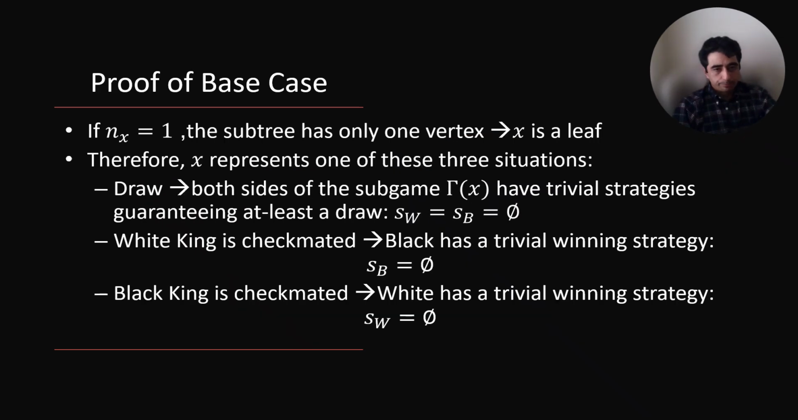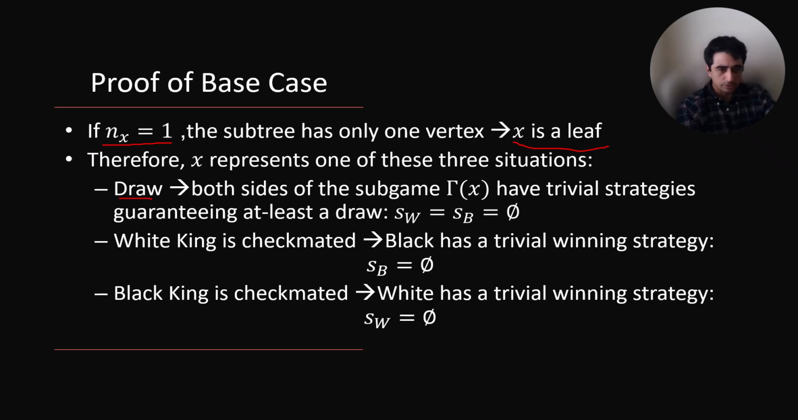I'm going to start with the proof of the base case, which is kind of trivial, but let's look at it. If n sub x is 1, that means you have a game situation whose subtree or subgame has only one node, so you're dealing with a leaf. That means x is a leaf. And therefore, based on the definition of the game tree, x represents one of three situations.